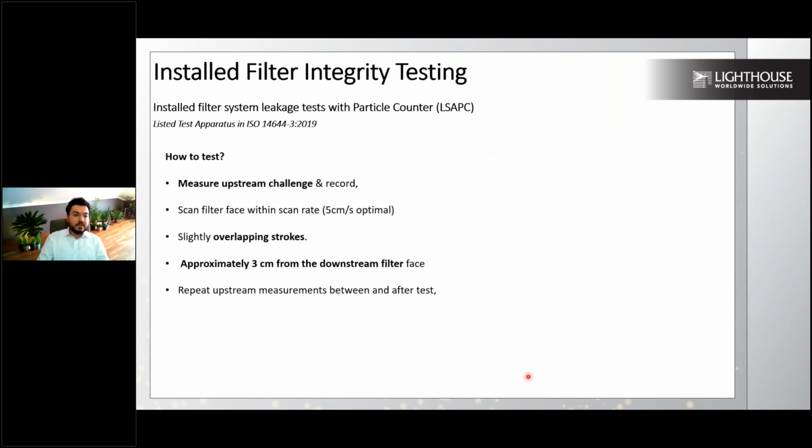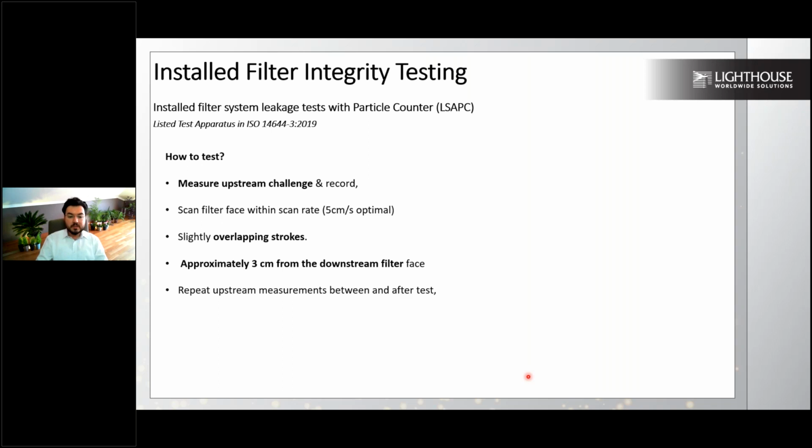So, installed filter integrity testing with a particle counter. First, measure the upstream and record it. Scan your filter with a 5 centimeters per second scan rate. Then slightly overlap your strokes, and a distance of approximately 3 centimeters or less from the downstream filter face has to be maintained throughout the filter, by the way. You cannot start slower and go faster after that. So throughout the filter, it's important to maintain the same scan speed and also scanning distance.